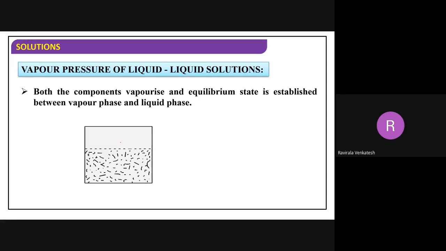When both the compounds vaporize, an equilibrium state is established between the vapor phase and the liquid phase, as we just discussed. Both will establish an equilibrium if it is a closed container, a closed system, then it is possible. We know that one already.